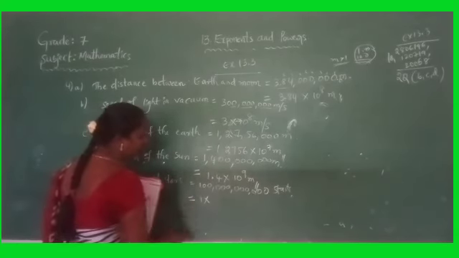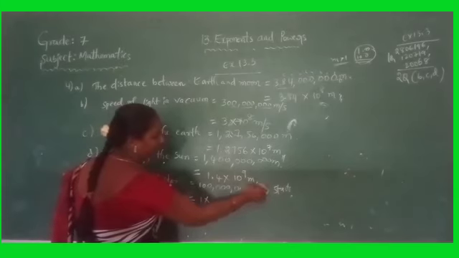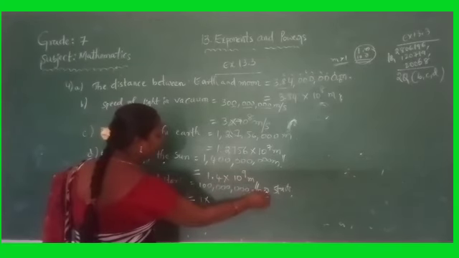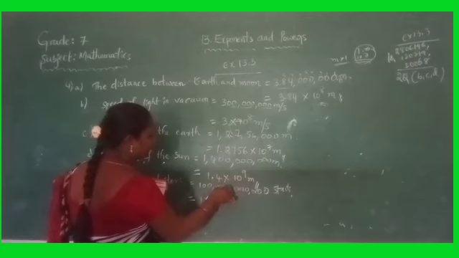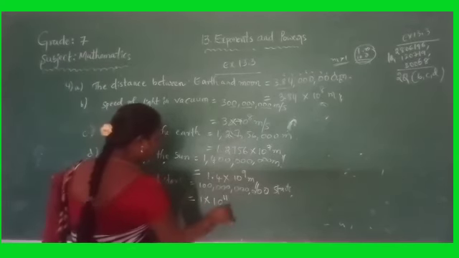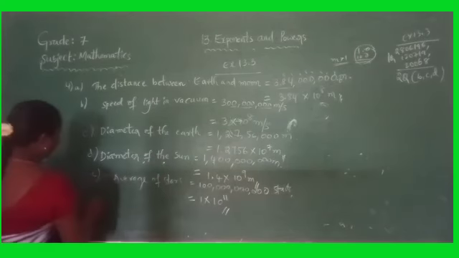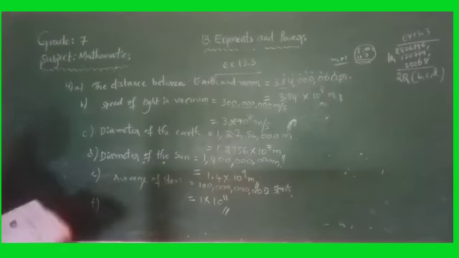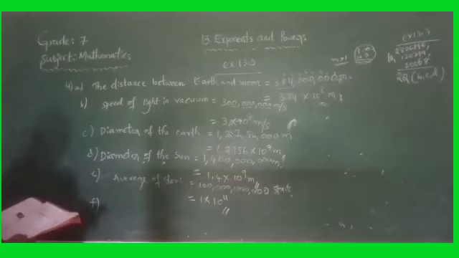That is 1 into. So how many digits are there? 1, 2, 3, 4, 5, 6, 7, 8, 9, 10, 11. That is 10 to the power of 11 stars are there. Okay. Next see 11 F1.